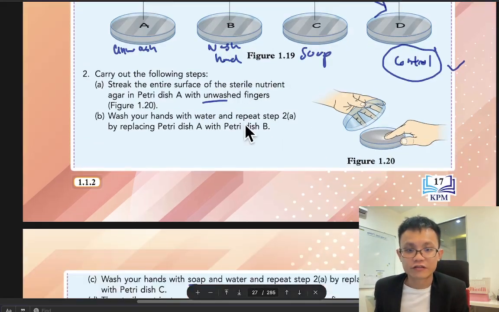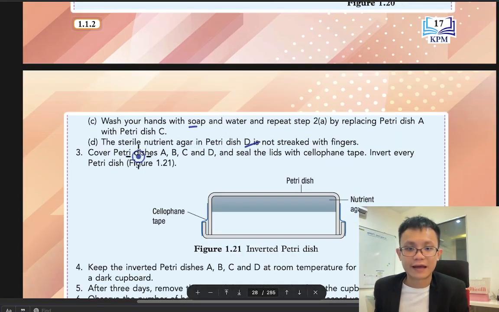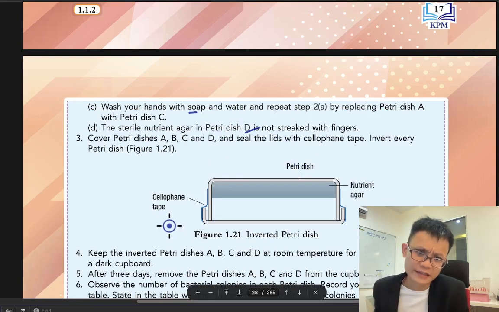Okay, so this is a control variable, and then we have the cover petri dish and put a cellophane tape.